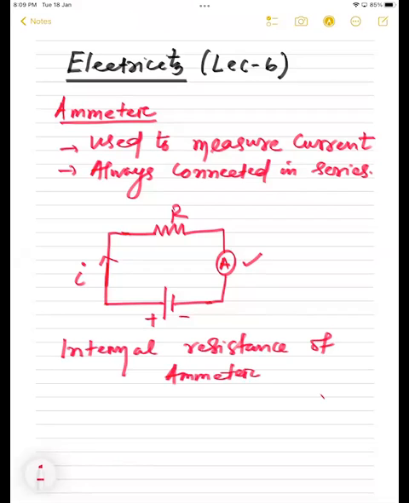So the internal resistance of the ammeter should be low. Understood this thing, students? Understood or not?